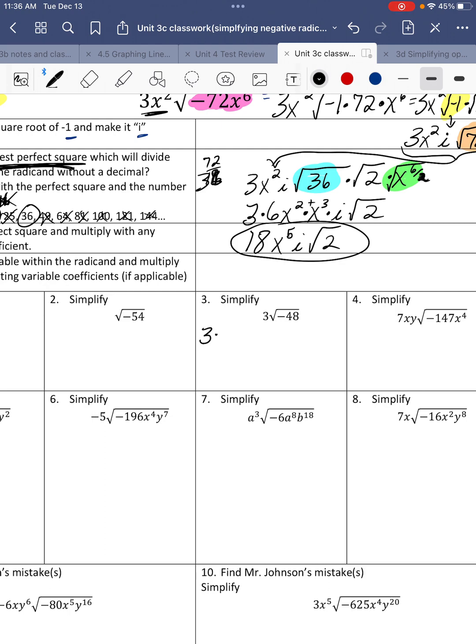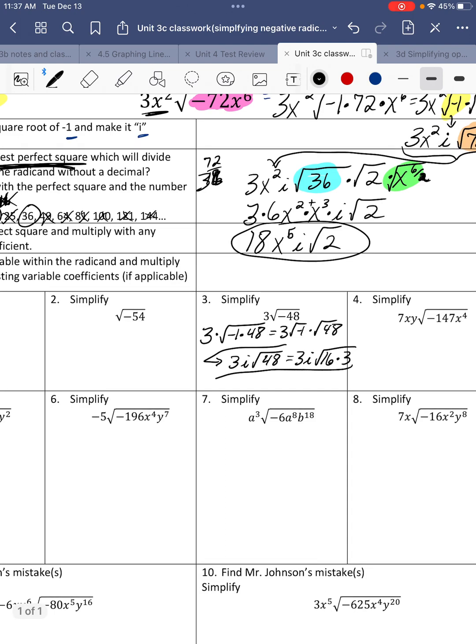So I have 3 on the outside, and I think I'm going to break this up into -1 times 48. And the square root of -1 is i, and the square root of 48 we've got to break down. So we have 3i square root of 48. 48, what's the biggest perfect square that can divide 48? And that's 16. So we have 3i, 16 times 3 is 48.